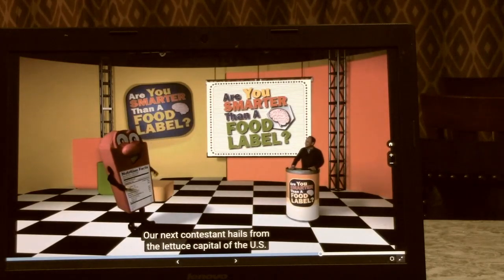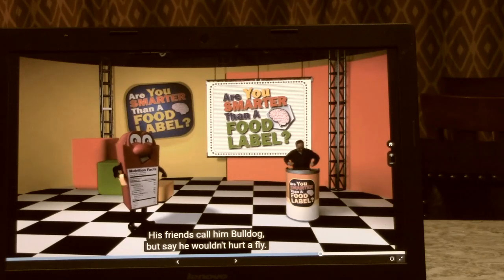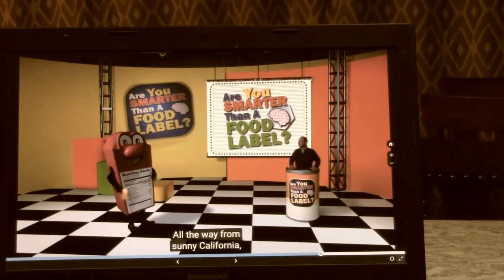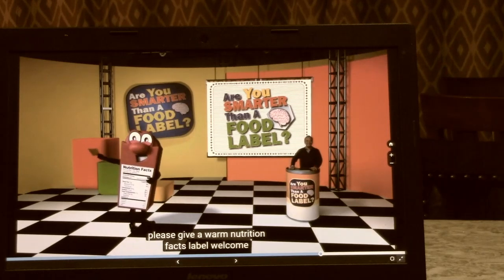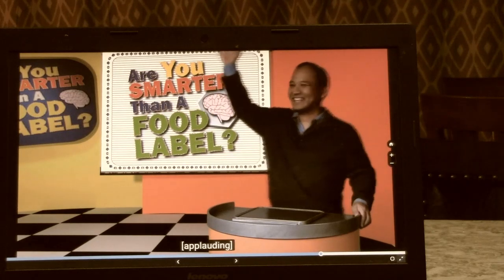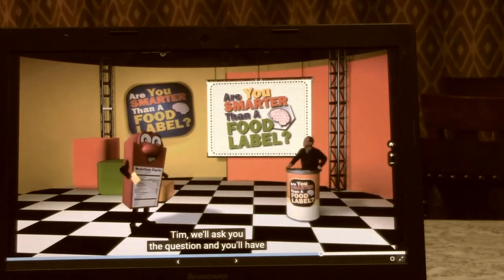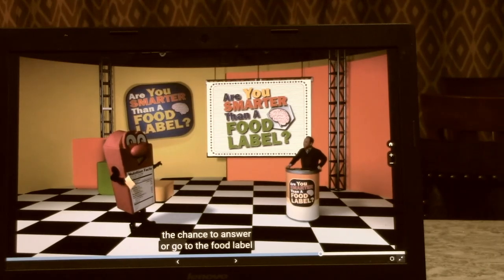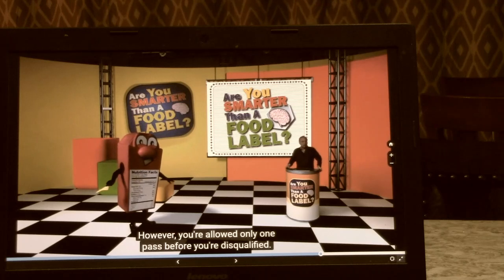Our next contestant hails from the lettuce capital of the U.S. His friends call him Bulldog, but say he wouldn't hurt a fly. All the way from sunny California, please give a warm nutrition facts label welcome to Mr. Tim Patrick. Tim will ask you the question, and you'll have the chance to answer, or go to the food label, or simply pass. However, you're allowed only one pass before you're disqualified.